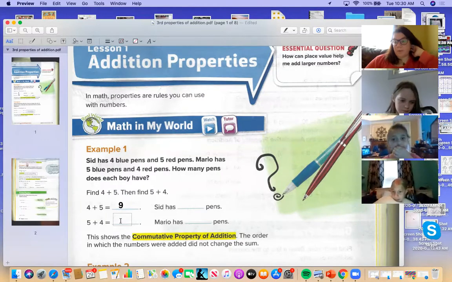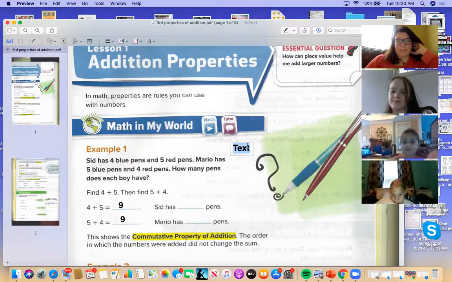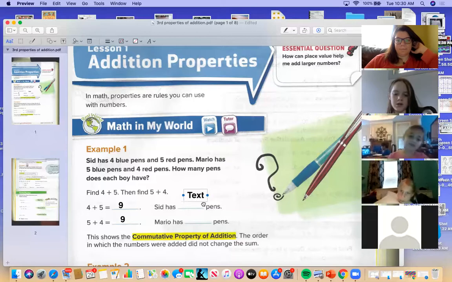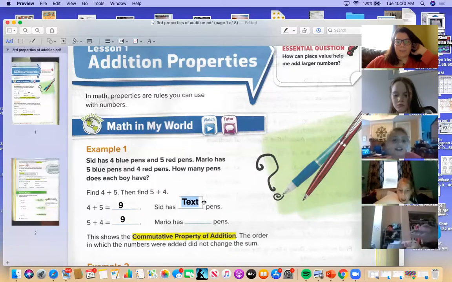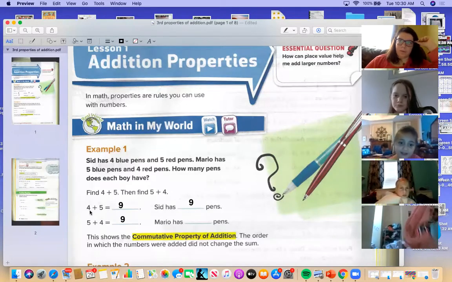5 plus 4 equals what? 9. Sid has 9 pens and Mario has 9 pens. So that's what? Does anybody remember what we call that rule, when it doesn't matter what order we add things? We could add 4 first or we can add 5 first. Does anybody remember what we call that?